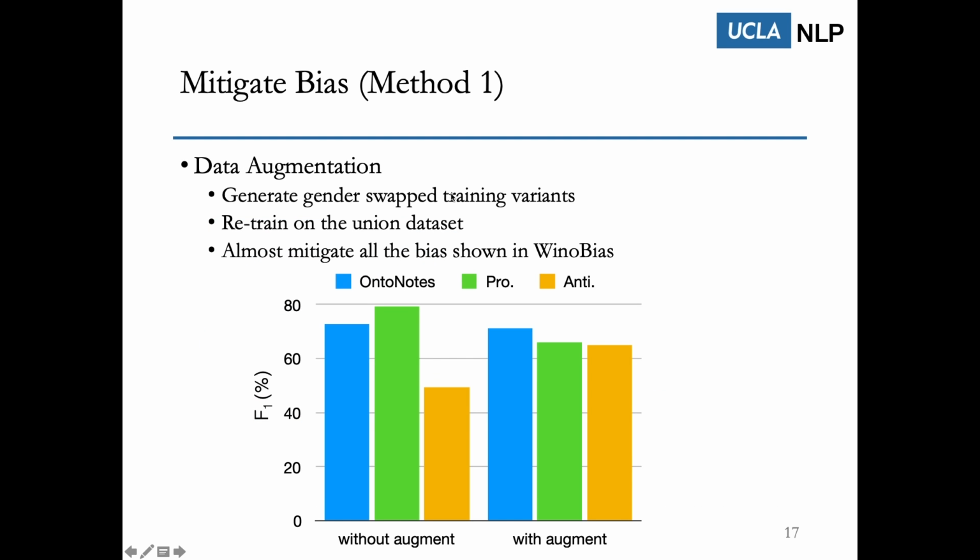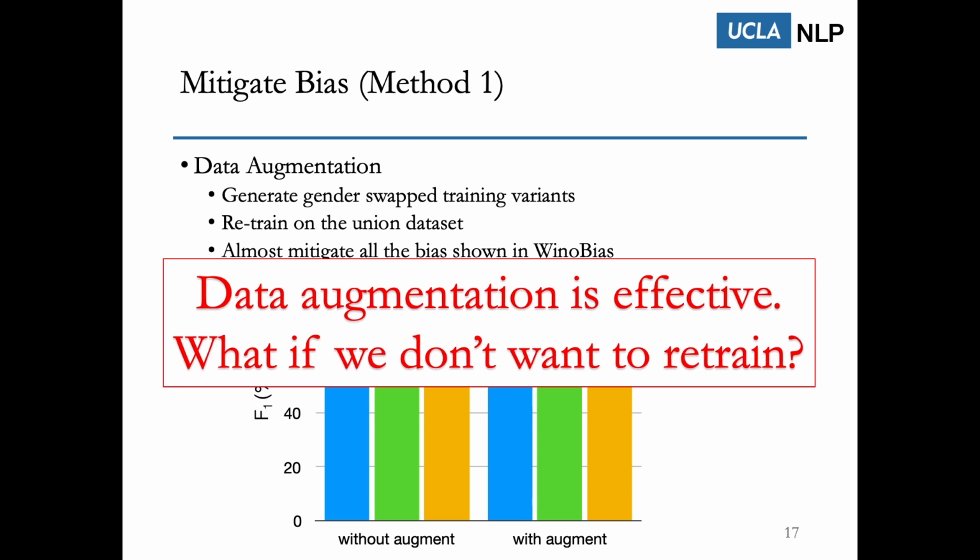The first method is called data augmentation. What we do is, for the training dataset, we generate its gender-swapped variant. We then union the swapped variant with the original training corpus and retrain the whole model on the union dataset. We see that with data augmentation, we can almost mitigate all the bias shown in the WinoBias dataset. So this method is effective, but what if we don't want to retrain the model?